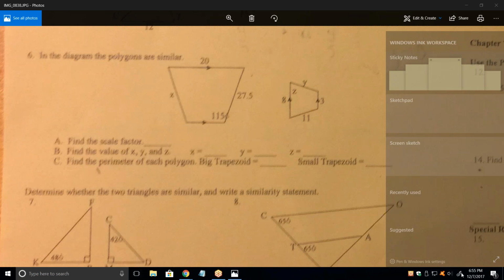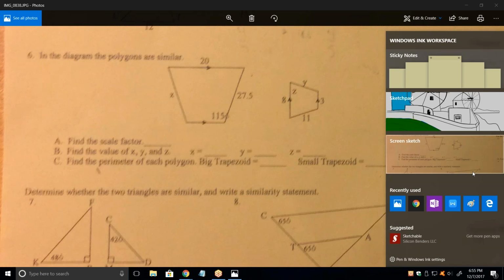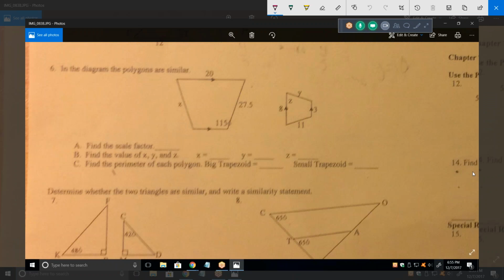Similar trapezoids. Now, in this case, they weren't quite so nice. They didn't orient it perfectly. They rotated one of them. Tell me what the corresponding side to that side is.